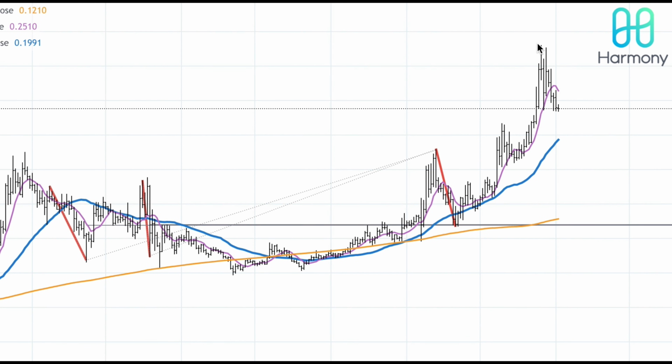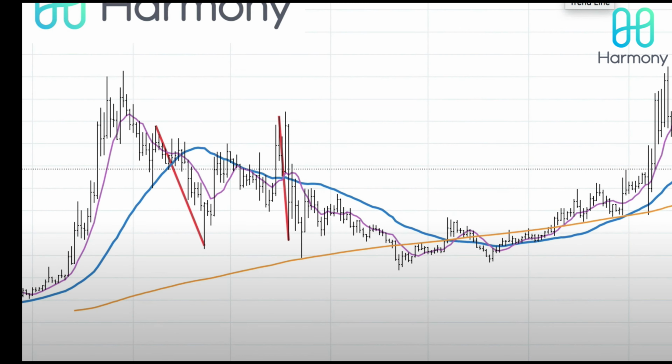Harmony on the daily chart. We had a nice pullback over here. Before I do the analysis for today, I want to go back on the 23rd of September where I made a video on this. Let's watch it real quick.